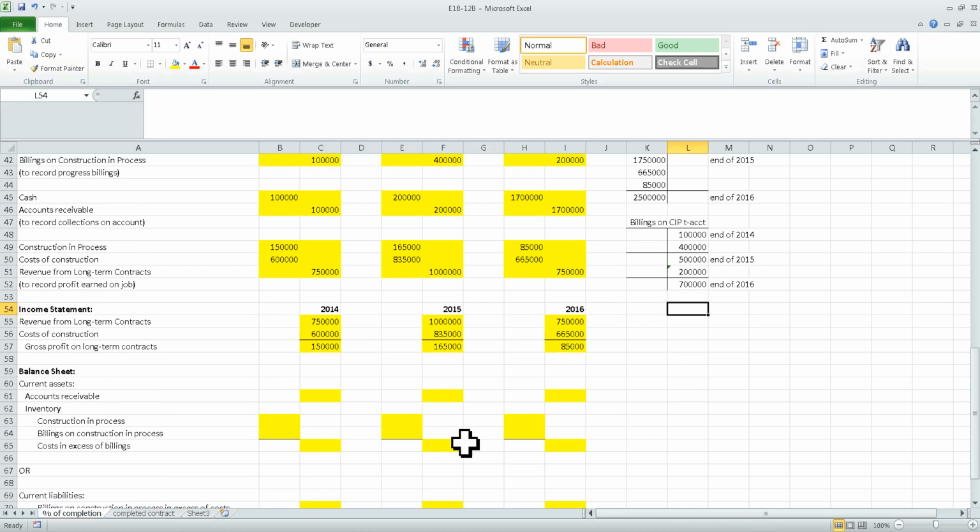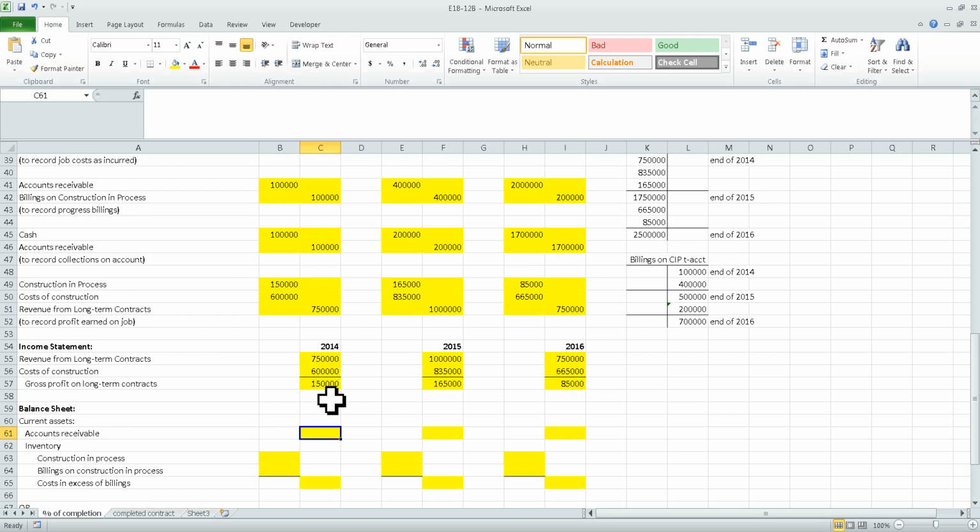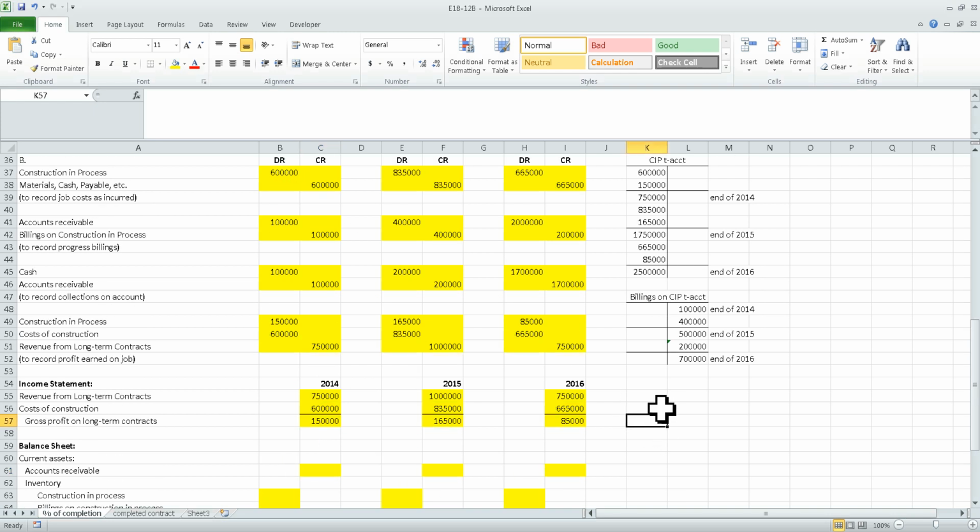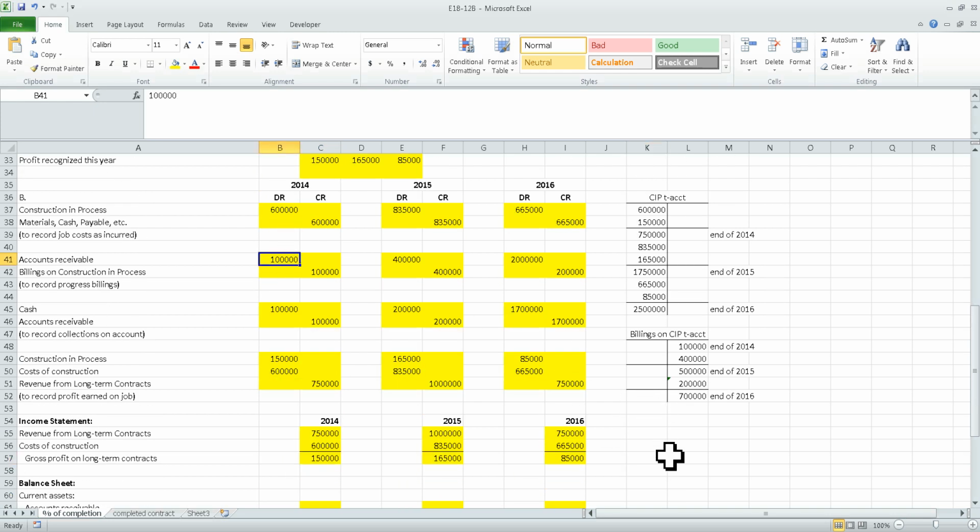Okay, now on the balance sheet, the accounts receivable account is going to reflect what is due us. And so let's see. I don't have an accounts receivable account set up. So here, let's see. We debited accounts receivable $100,000. Let's just set up an accounts receivable T account.